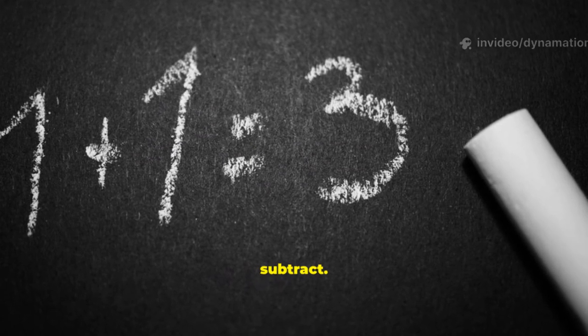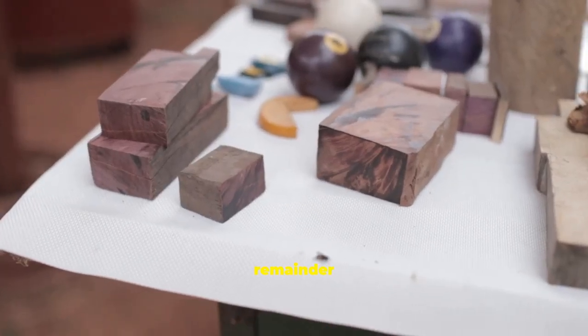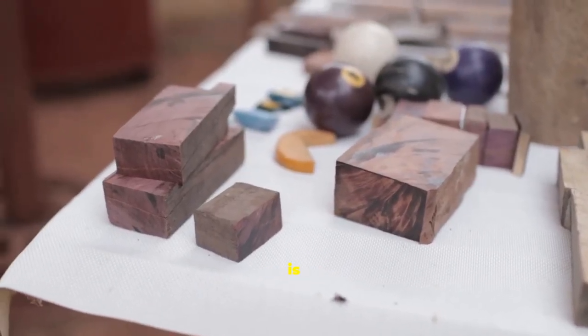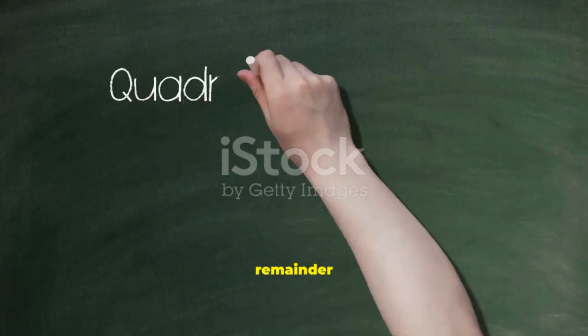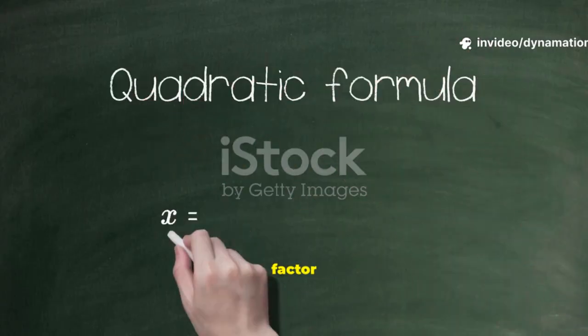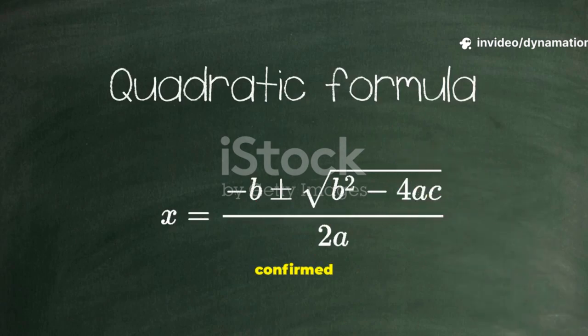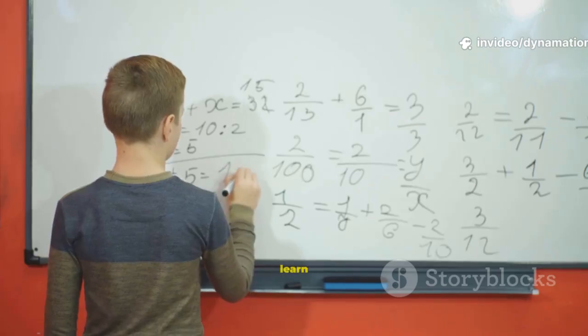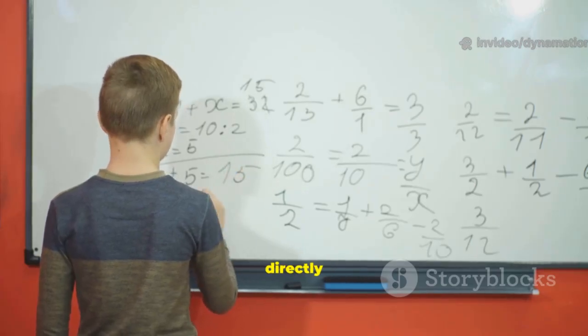Place it under and subtract. Subtracting leaves 0 remainder. Perfect. The quotient is x plus 3. Because the remainder is 0, x plus 2 is a factor of the dividend. Division confirmed the factor. Let's pivot and learn how to break polynomials apart directly.